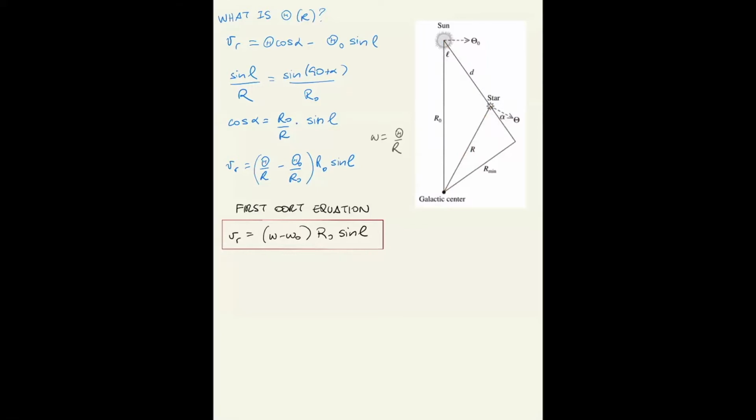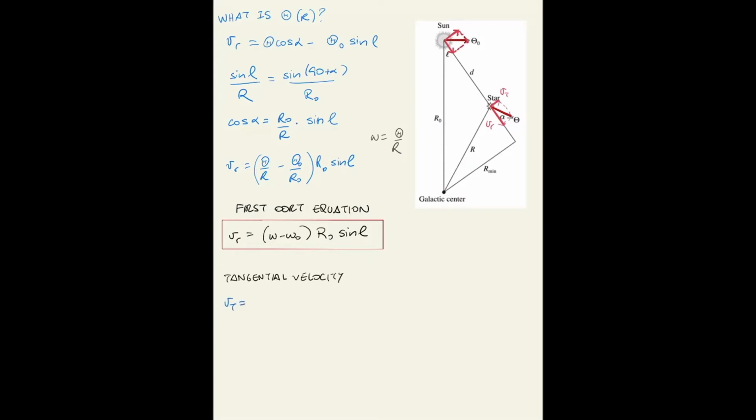So the tangential velocity with respect to the local standard of rest, this is the total velocity, and this is the radial velocity. Then the tangential velocity would be along this line. And again, you can also decompose the velocity of the local standard of rest into a component along the line of sight and a tangential component.